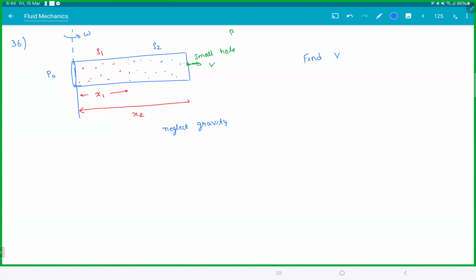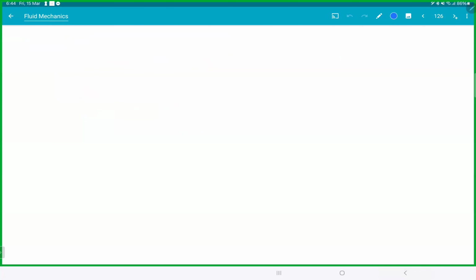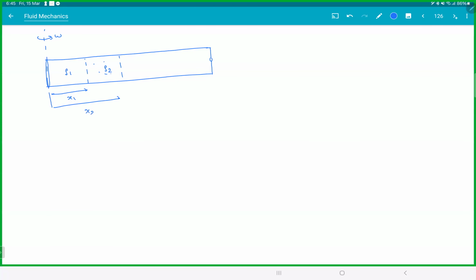I'll give you more general results. Let's say we have rho 1 at distance x1. Then we have rho 2 at distance x2. Up to rho n at distance xn.